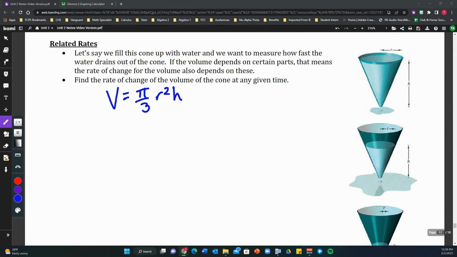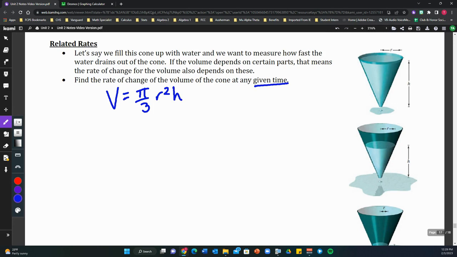So now let's talk about what the question's actually asking us to do. So we want to find the rate of change of the volume of this cone at any given time. Well, what's a little confusing at first when we first get started with these related rates problems, the quantity of time doesn't actually show up in the formulas that we work with. And that's because time is not something that the volume actually depends on when we calculate it for a given moment of time. What it actually depends on are these other variables.